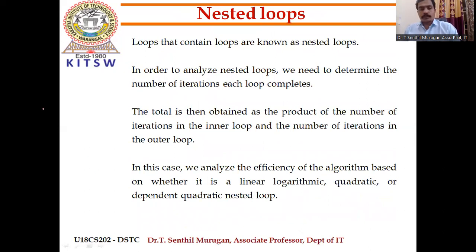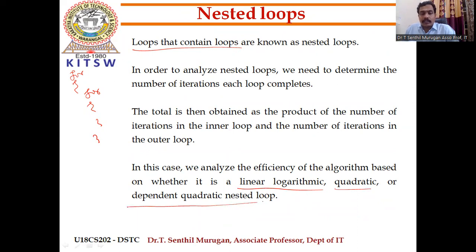The next one, nested loops. What is a nested loop? A nested loop means a loop contains another loop. For example, this for loop has another for loop inside it, so that is considered a nested loop. You also know this very well. For nested loops, the time complexity is based on how many iterations there are. We have three categories: linear logarithmic, quadratic, and finally dependent quadratic nested loops.